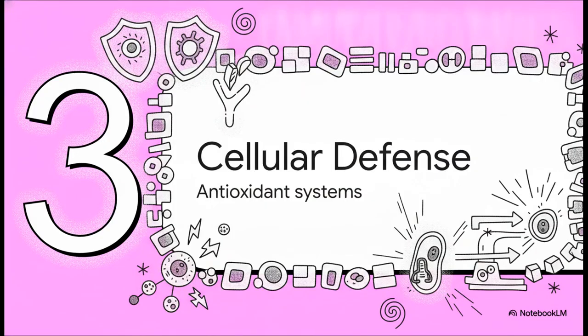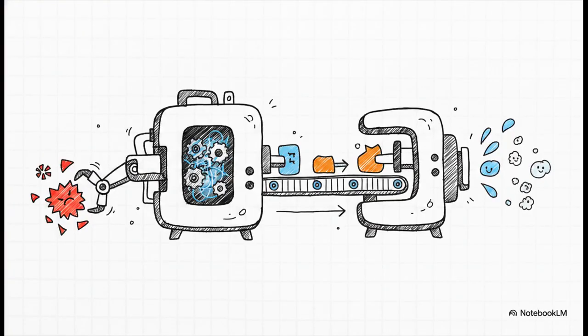So how do we fight back? Let's move to part 3, your cellular defense system. Our cells actually protect themselves using 2 main types of antioxidants. First up are the enzymatic antioxidants. Think of these as complex proteins your body custom builds specifically to disarm free radicals.